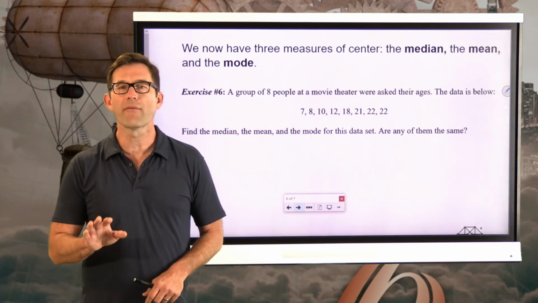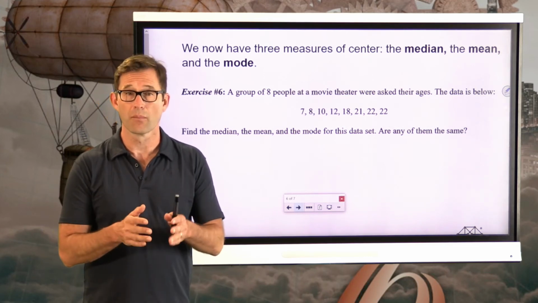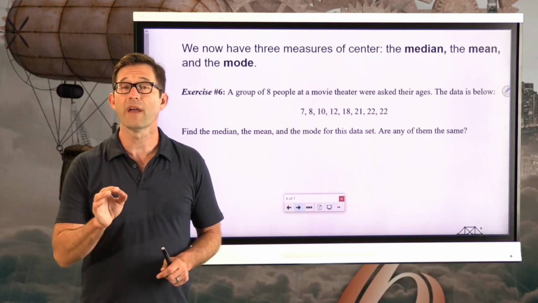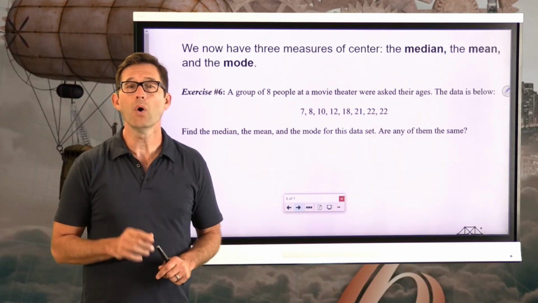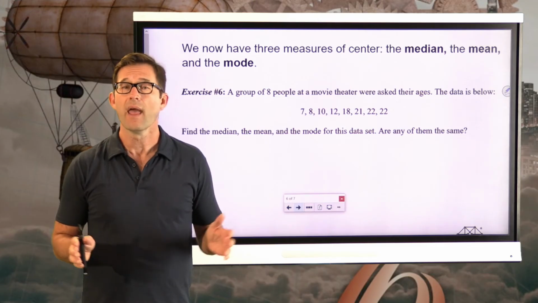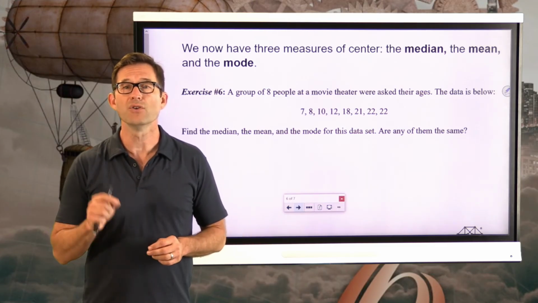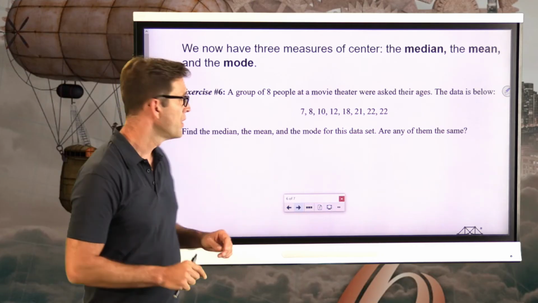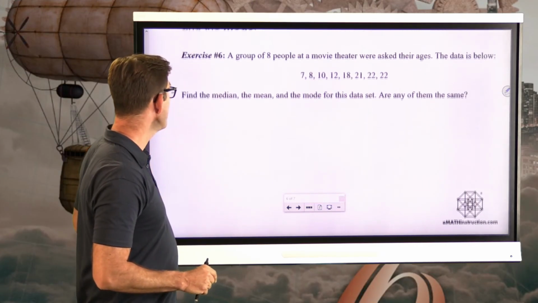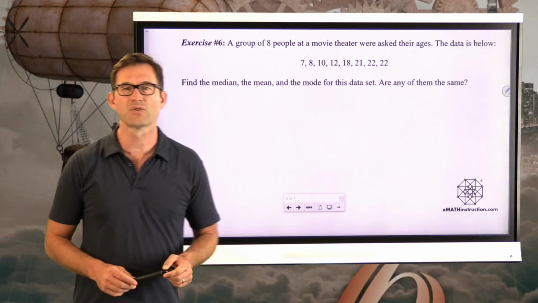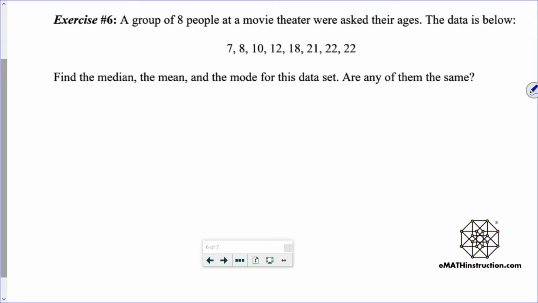Okay, so we now have 3 measures of center: the median, the number right in the middle, the mean, which is that fair share or equal value, and the mode, which we saw back in lesson 1 of this unit. And remember, the mode is simply the data value that shows up the most often. So let's take a look at one more problem with mean, median, and mode, exercise number 6. A group of 8 people at a movie theater were asked their ages. The data is shown below: 7, 8, 10, 12, 18, 21, 22, 22. Find the median, the mean, and the mode for this data set. Are any of them the same?